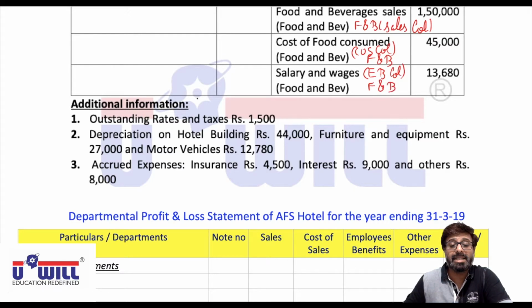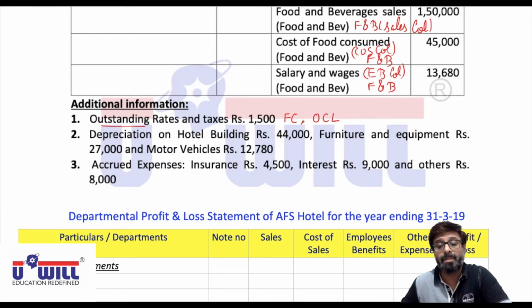Additional information means adjustment, so they will have two effects. First, outstanding rates and taxes. Very first of all, we have to take it in fixed cost, rates and taxes, rest in DPs. R stands for rates and taxes. So one effect will come in fixed cost, and the second effect will come in other current liabilities. Outstanding, so it will come in other current liabilities in the balance sheet.